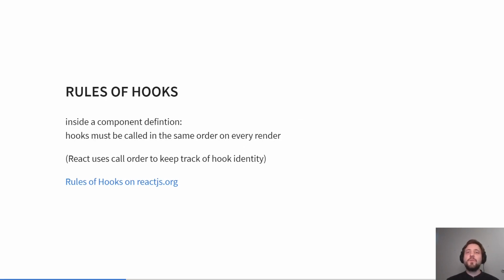When using hooks, we have to follow the so-called rules of hooks. In particular, hooks in a component must be called in the same order every time a component renders. This is because React uses call order to keep track of hook identity. This criterion means that, for example, hooks cannot appear inside of an if statement.